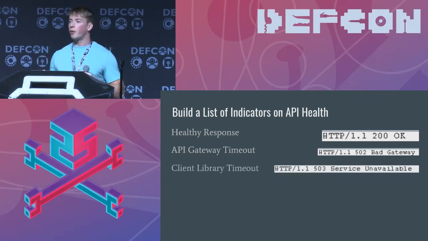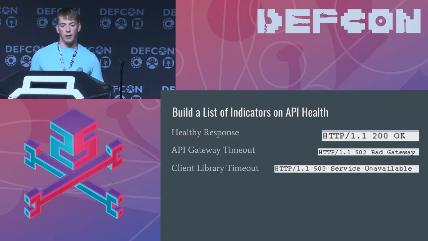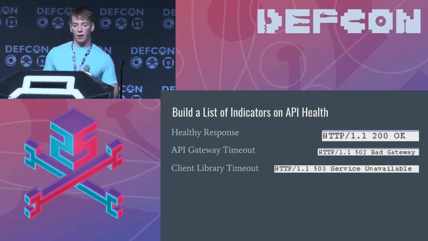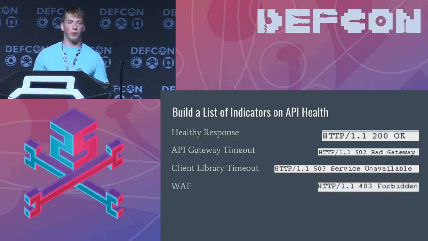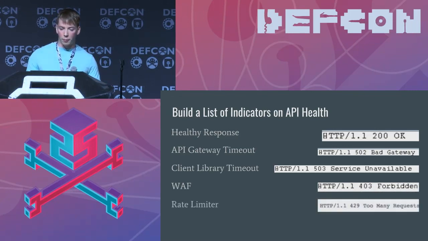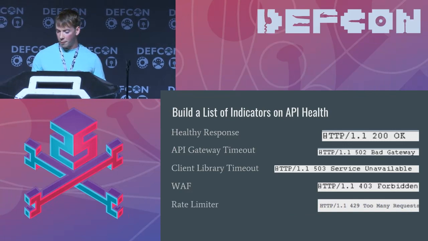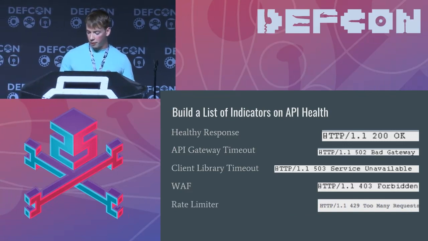The next is, what about those middle tier services? What if they're not healthy? We might see something like a 503 service unavailable, or that might let us know that one of the circuit breakers has actually been triggered. What about a WAF? What if we sent too much work, too many requests, and we're getting blocked? We might get a 403 forbidden. Or the rate limiter: if you're in an environment that actually has a rate limiter, which I know is not very common, you might see something like a 429.